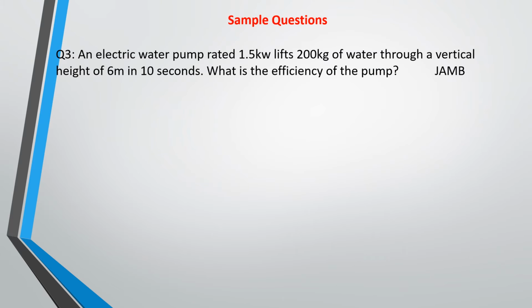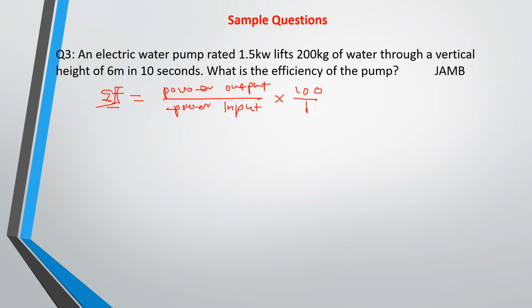Okay, so we said that efficiency is equal to power output all over power input, times 100 all over 1. You know, efficiency is expressed in percentage.